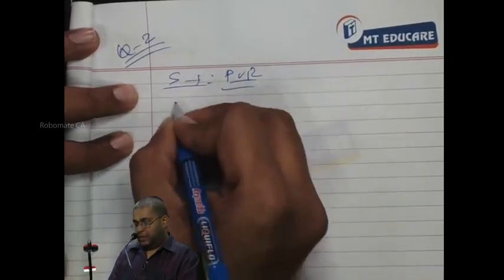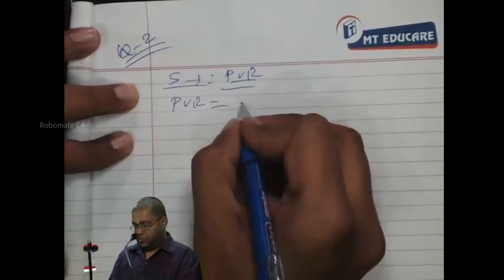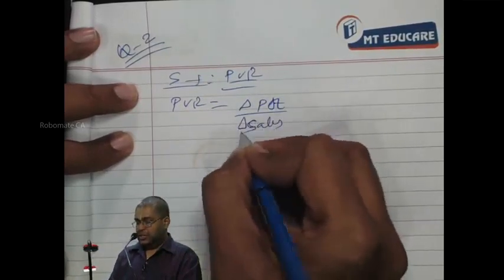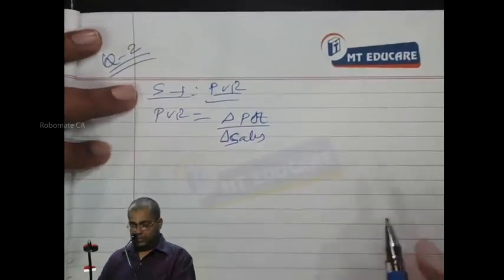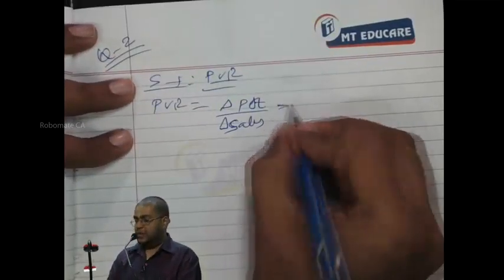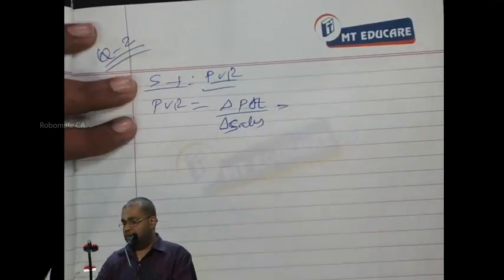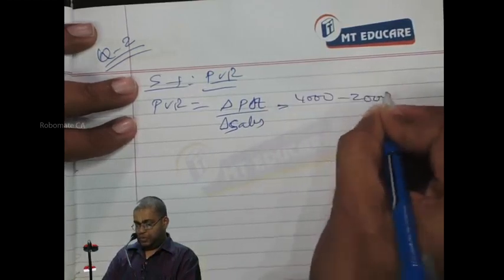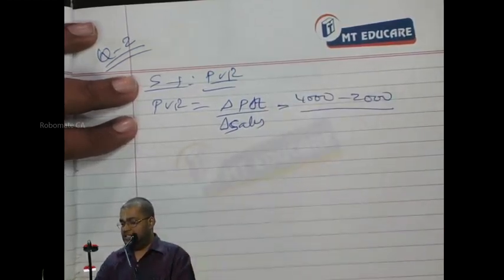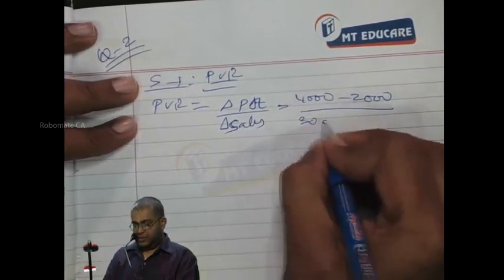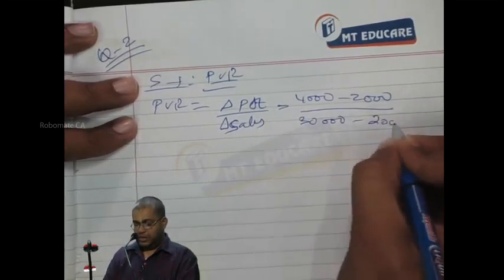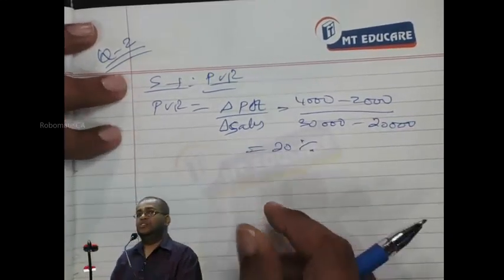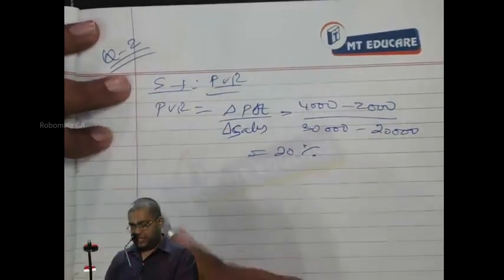Write the formula. PV ratio is equal to change in profit divided by change in sales, into 100 is obvious. What is the change in profit? It is 4,000 minus 2,000, divided by change in sales, 30,000 minus 20,000. What is the PV ratio? 20%. PV ratio 20%, just for the sake of understanding.